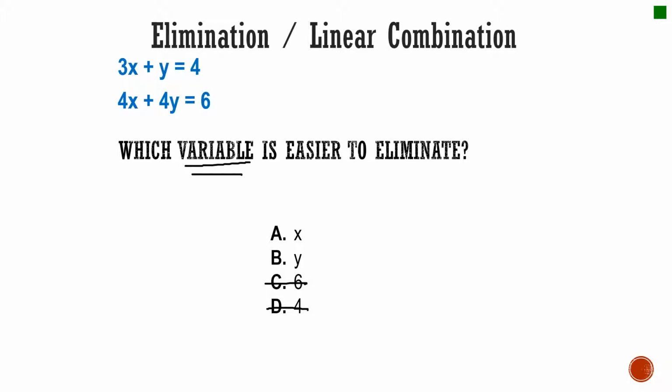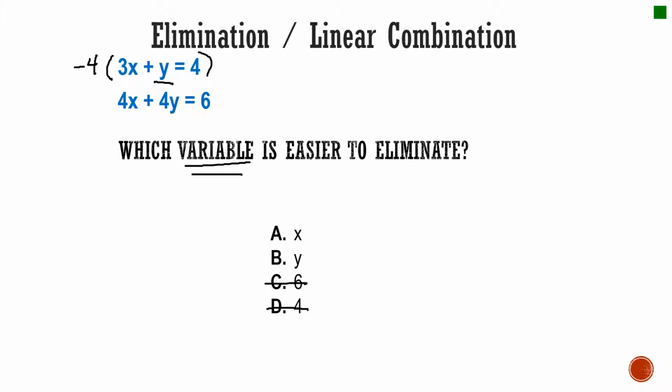But the variables are x and y. So which is easier? Well, look at my x's. I've got 3x and 4x. And look at my y's. I have y and 4y. I think it's easier to eliminate the y. And what can I multiply by? It'll be very easy, a negative 4.